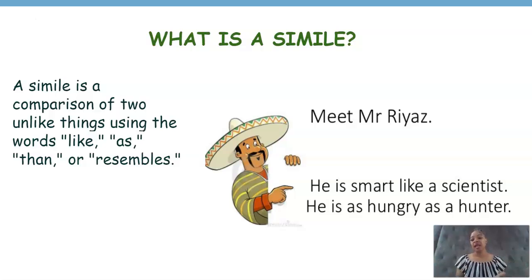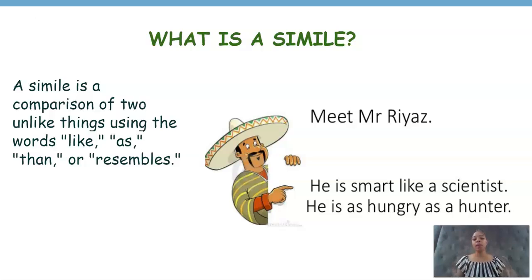So let's look at the example here. Meet Mr. Reyes. He is smart like a scientist. He is not a scientist, but he is smart like one. That's just saying that he's very smart. Or we can say he is as hungry as a hunter. A hunter is very hungry, so we know that Mr. Reyes is just hungry like one. He's not literally a hunter, but he's just as hungry as one.